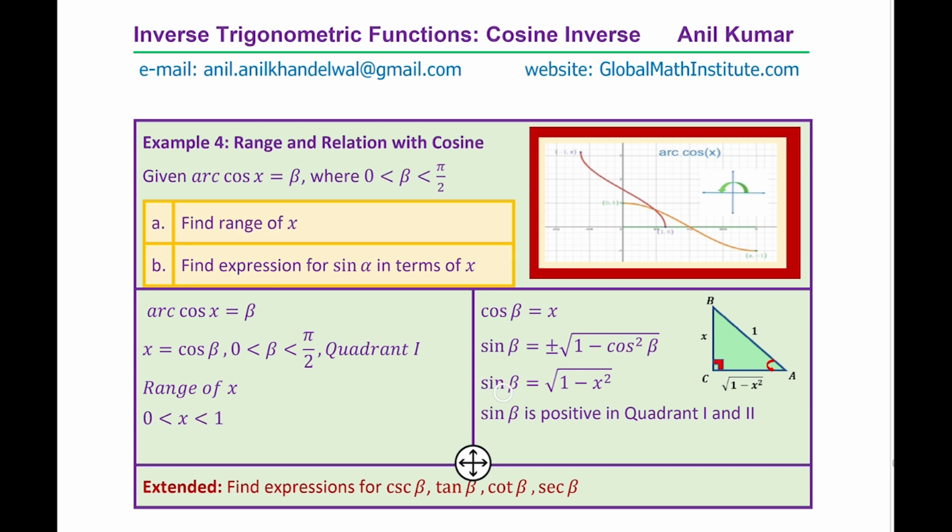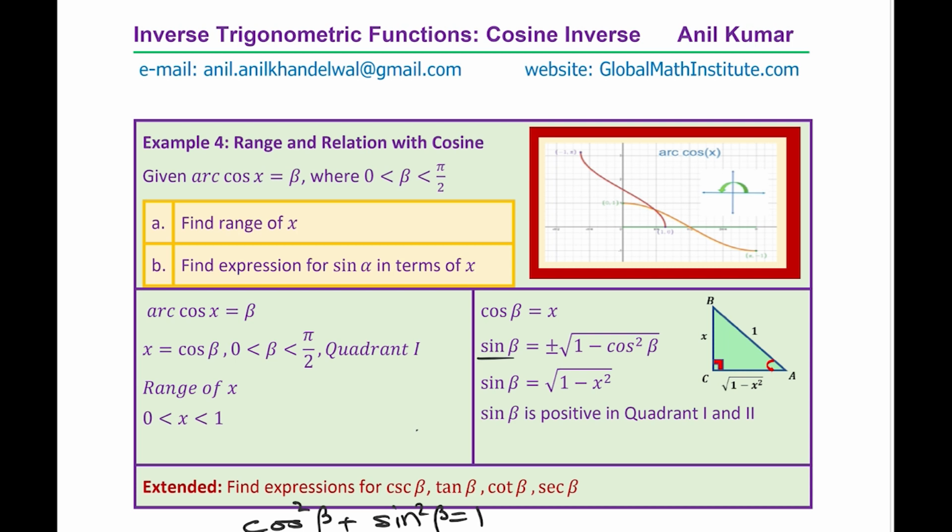Now, to find sine beta, we could also use the trigonometric relation, the Pythagorean theorem. Cos beta is x. So what is sine beta? You know, cos square beta plus sine square beta is 1. So we can rearrange and write down that sine beta is plus or minus square root of 1 minus cos square beta. So we use the Pythagorean theorem here.